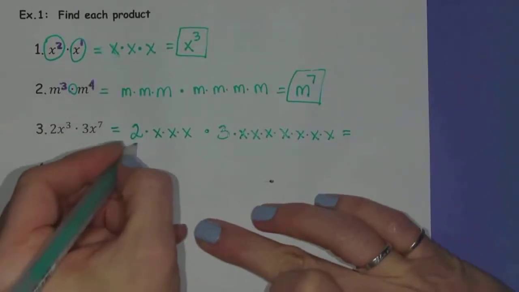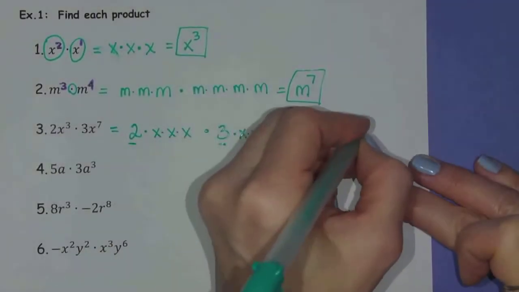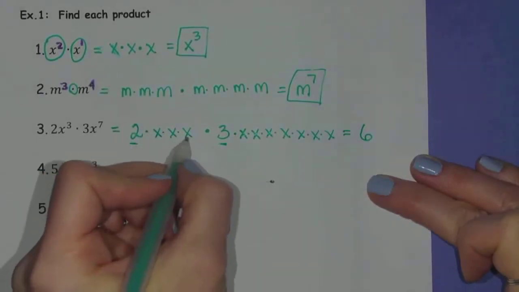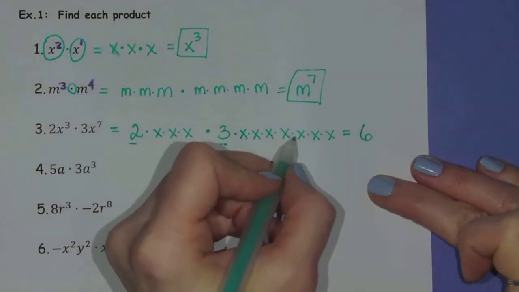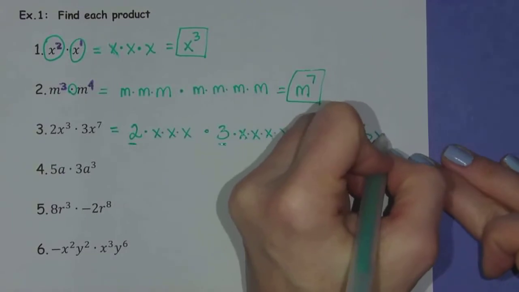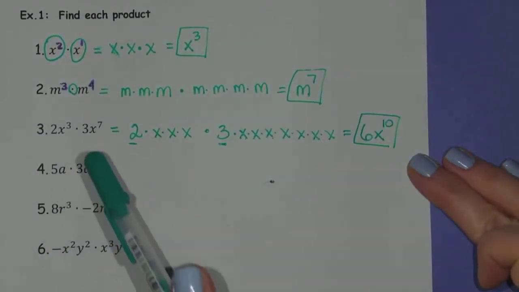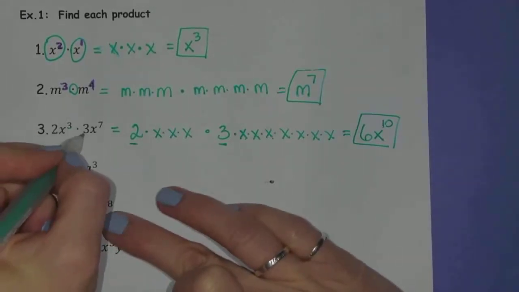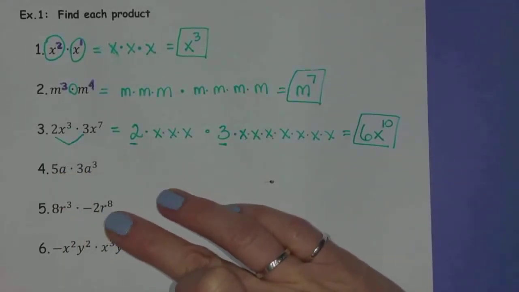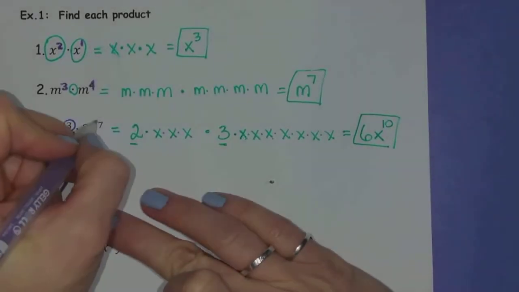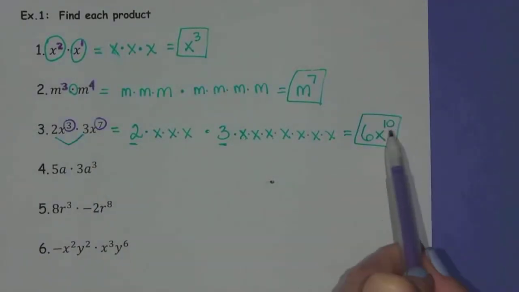So 2 times 3 is 6. And I'll count my x's. 1, 2, 3, 4, 5, 6, 7, 8, 9, 10. So 6x raised to the 10th power. Shortcutters, yes, you could have taken 2 times 3 is 6, and then 3 plus 7 makes that 10.